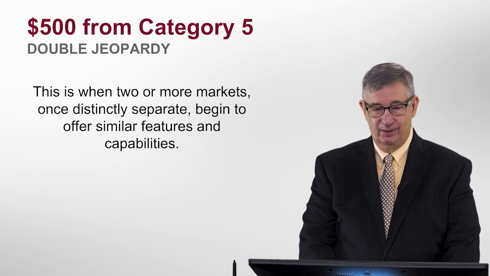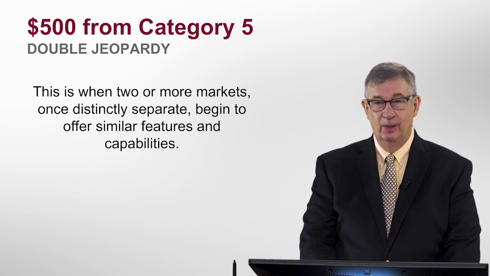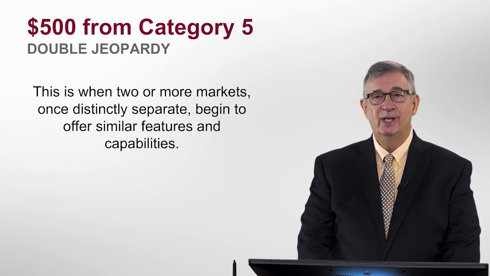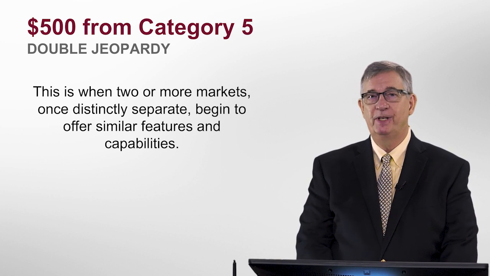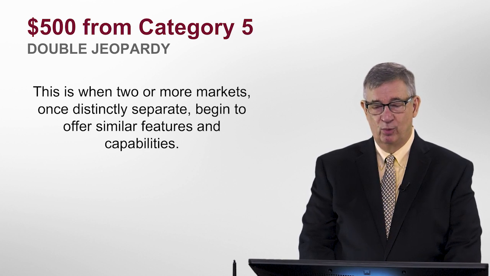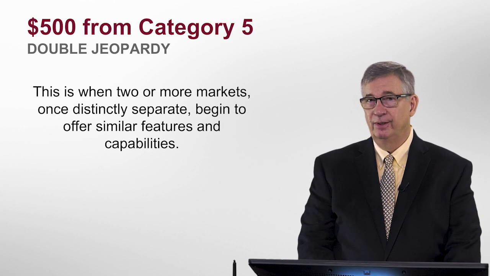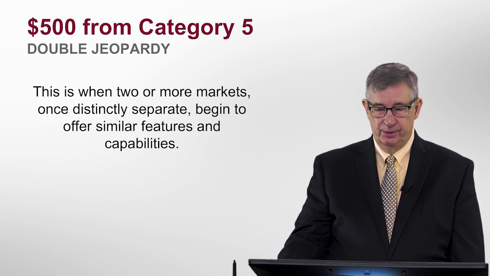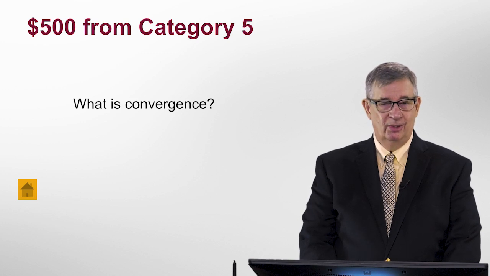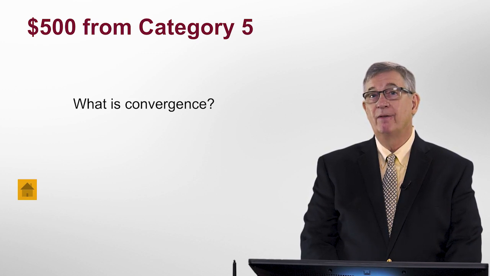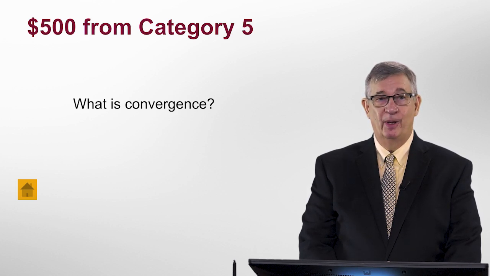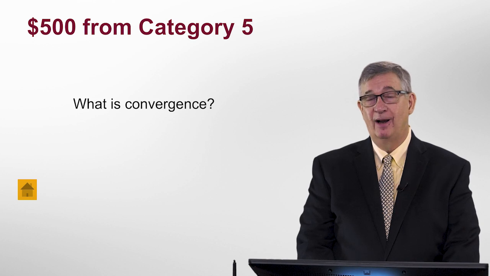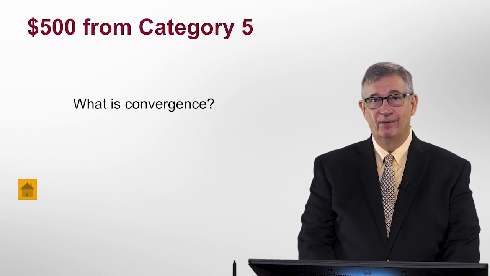Okay, last question in this last category is also double your score. So this one could be worth $1,000 to your bottom line. This is when two or more markets, once distinctly separate, begin to offer similar features and capabilities. So two or more markets that were once distinctly different, they're starting to offer some of the same types of things. Well, the question here is, what is convergence? So an example of this would be how many of our smartphones have cameras. And in earlier days, we'd all carry around our camera as well as our cell phone. But now those two items have converged into one platform that we leverage in our mobile devices.